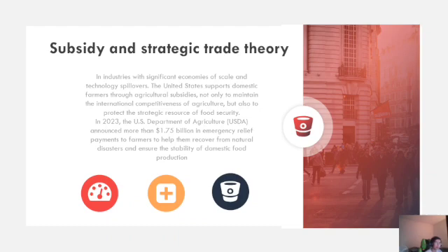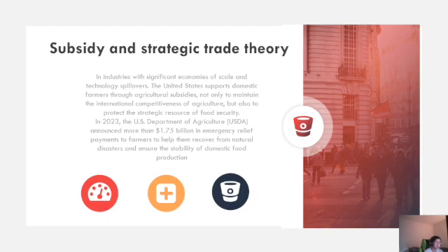Agriculture isn't just crucial for feeding people. It also plays a big role in keeping our economy and society stable. For instance, back in 2023, the United States Department of Agriculture handed out over $1.75 billion in emergency funds to help farmers bounce back from natural disasters. These subsidies really cut down on what farmers have to spend to operate their farms, letting them sell products at prices that are competitive globally.